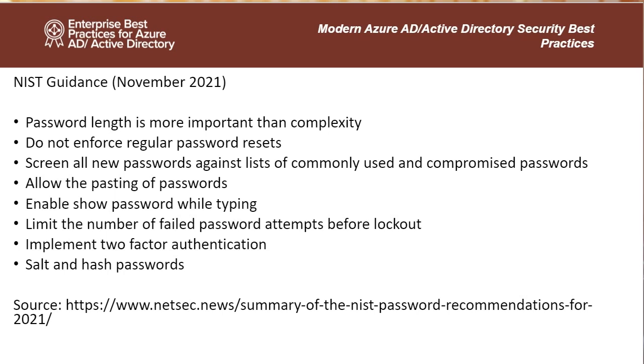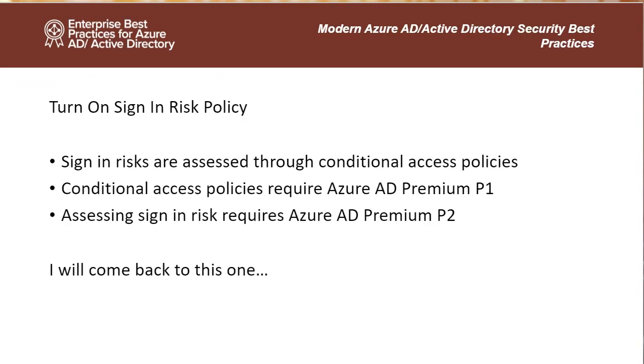Also, give the user the option of showing the password as they type it. Certainly that shouldn't be the default behavior, but at least give the user that option, because if the user is having a little bit of trouble entering the password correctly, if they're able to enable that option to show the password, then maybe they can see where they're mistyping something and they can avoid an account lockout. Which brings me to the next best practice. Limit the number of failed password attempts before the lockout, and then from there, implement two-factor authentication. So we're starting to see a trend: multi-factor authentication for practically everything, and then salt and hash the passwords.